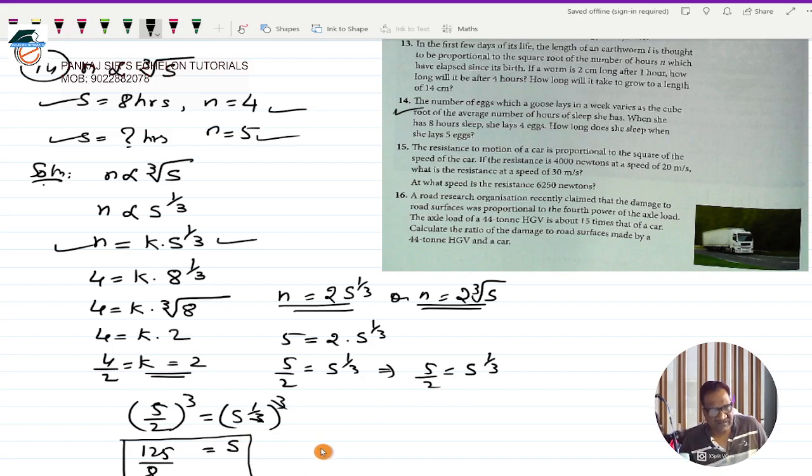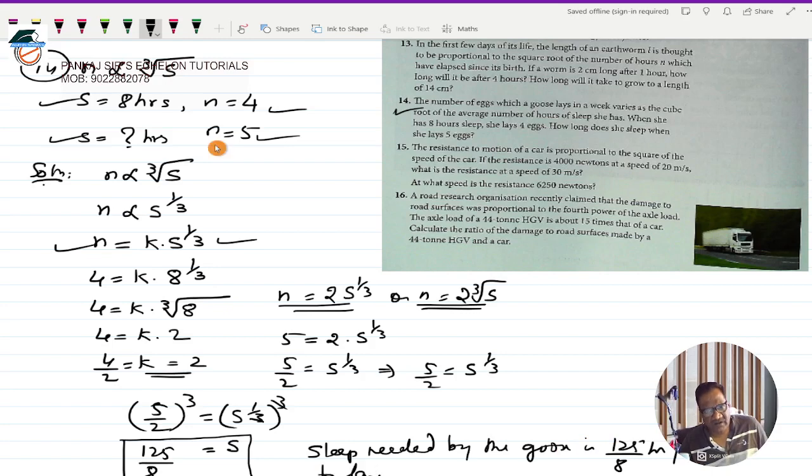So that I'll write here. Sleep needed by the goose is 125 upon 8 hours per week, to lay how many eggs? 5 eggs. Okay, so that's the answer.